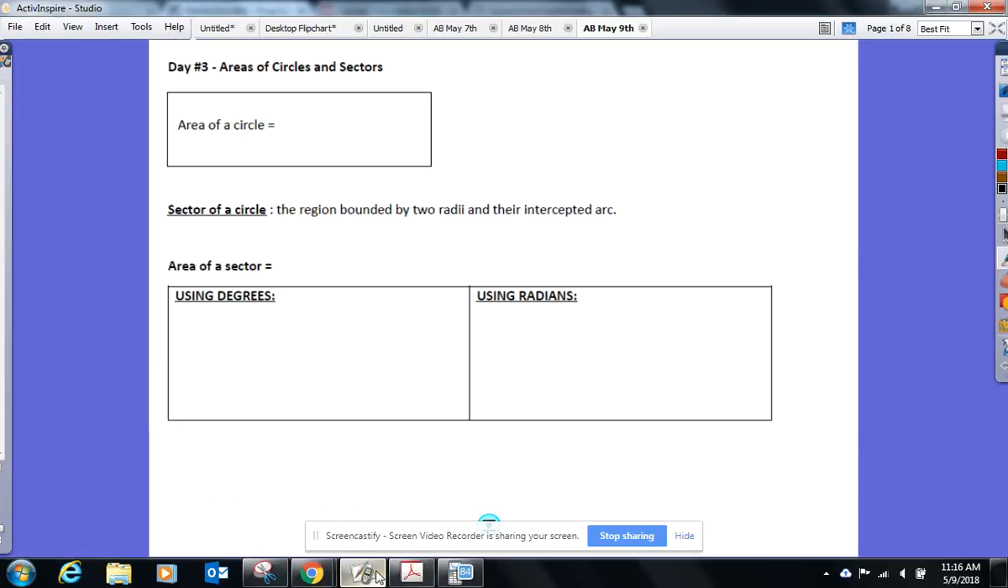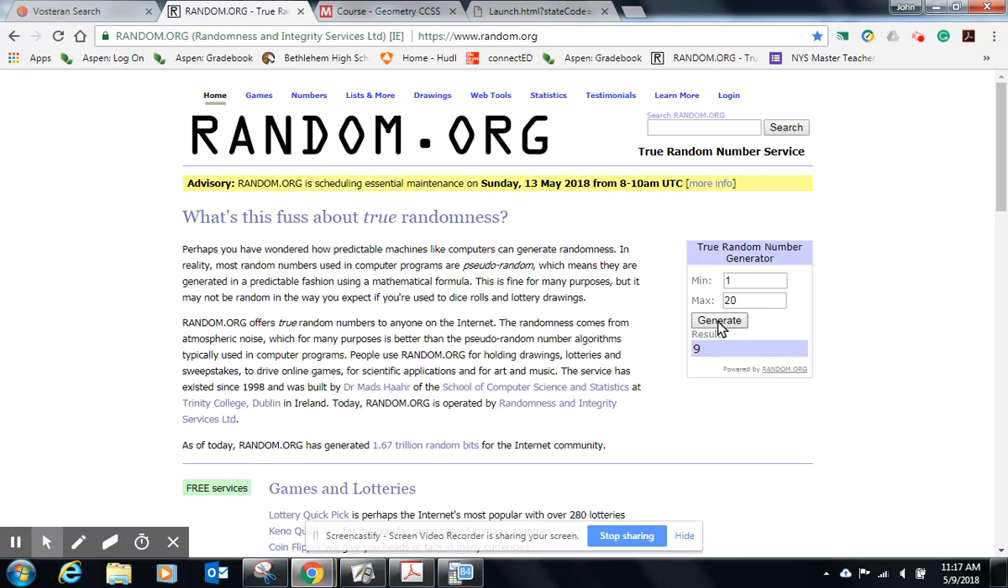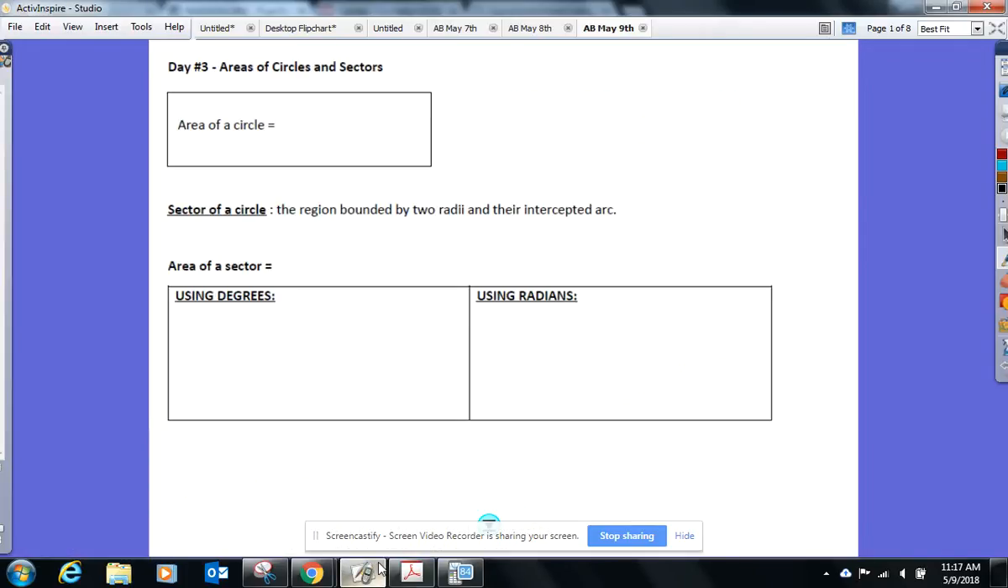Okay, here's how I'm going to start off today, not by doing the notes, but by reviewing a little quiz with you right now. Name a figure and its area that we've gone over in the last two days.